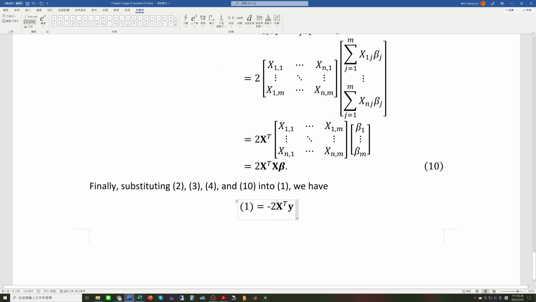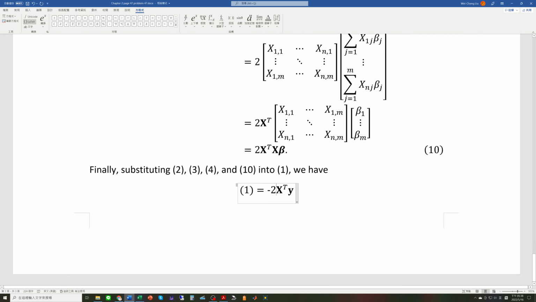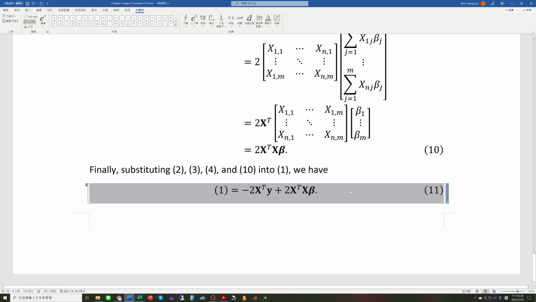Finally, equation 10: partial of beta transpose x transpose x beta over partial beta is equal to this term plus 2 times x transpose x beta. Good. So this is the final result, and it is equation 11.